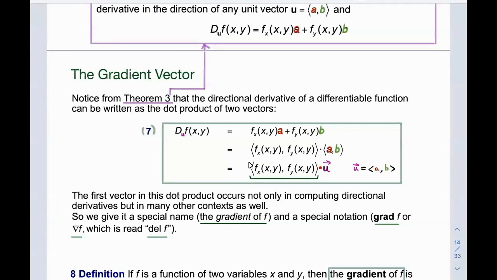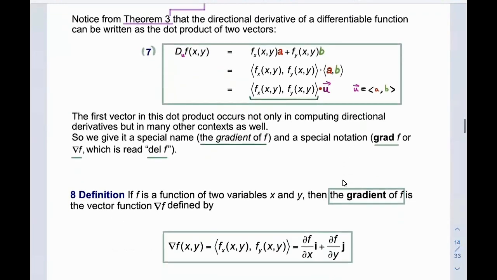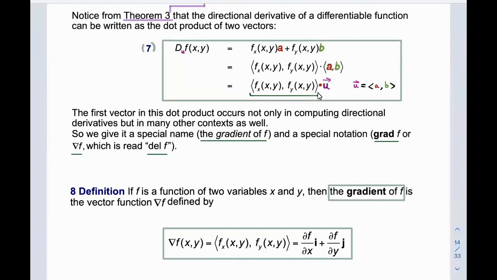So you take a vector whose x component is the partial derivative with respect to x, and then the y component is the partial derivative with respect to y, and then you dot it with this unit vector u. That will be the directional derivative of the function in the direction of u. Remember, u here has to be a unit vector, okay? So that is an easier way to remember. Think about it as a dot product of this.